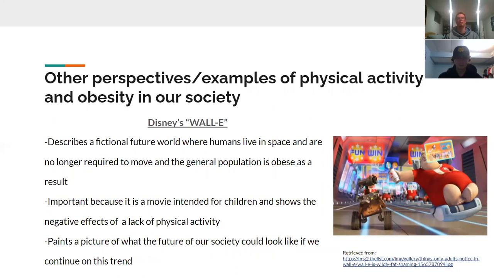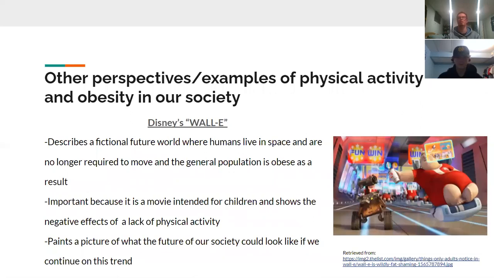One other perspective on physical activity and obesity comes from the children's Disney movie WALL-E. I'm sure a lot of you have seen this movie growing up, and there's a hidden message in this movie that kind of alters from the main storyline. It describes a fictional future where humans live in space and are no longer required to move, and the general population is obese as a result.